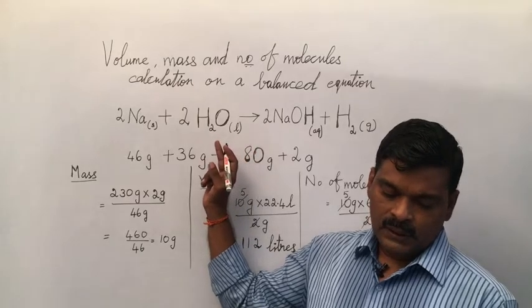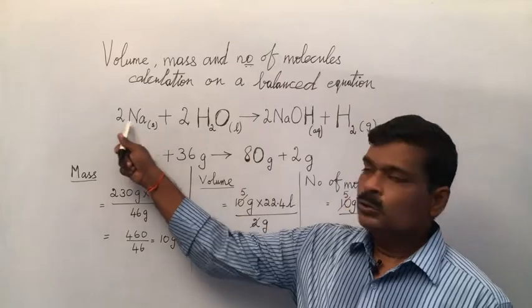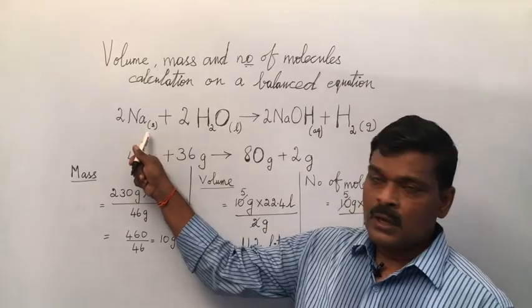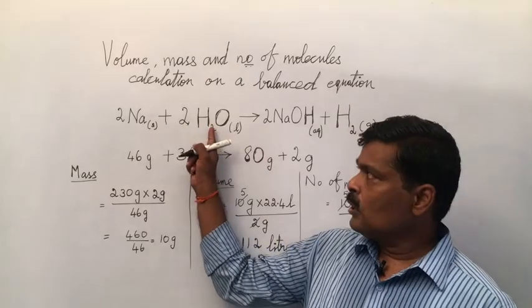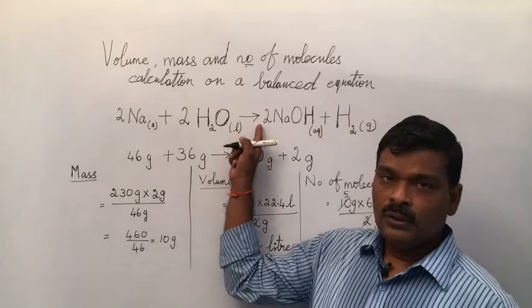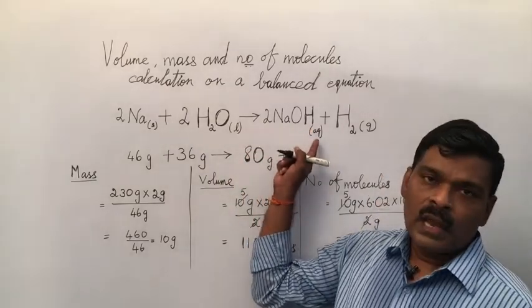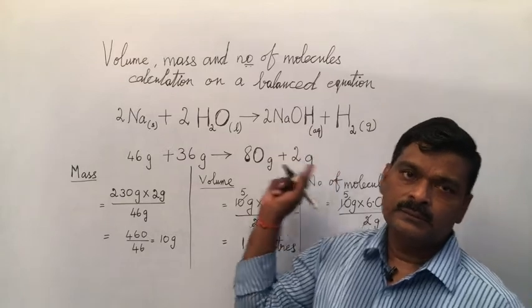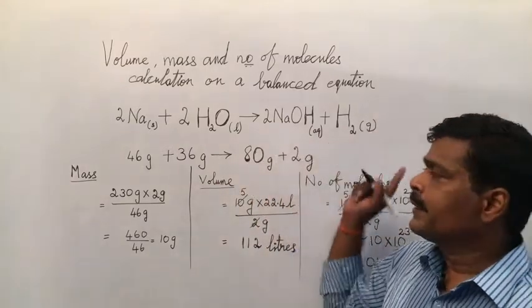Next, the balanced equation they have given: 2 Na in solid state plus 2 H2O, water molecules in liquid state, gives 2 NaOH, sodium hydroxide in aqueous state, that is dissolved in water. Next, hydrogen gas H2 is liberated.